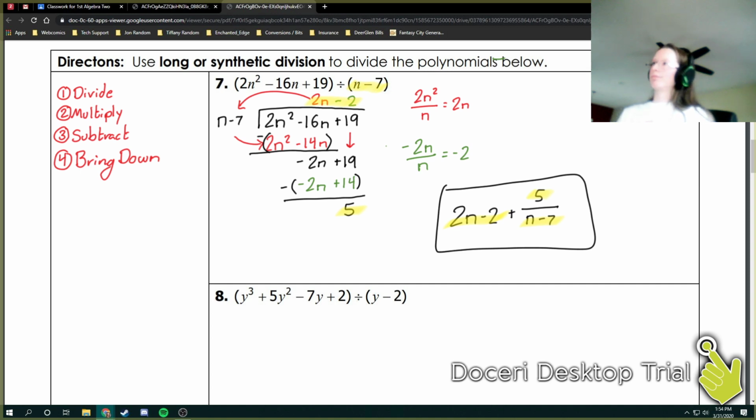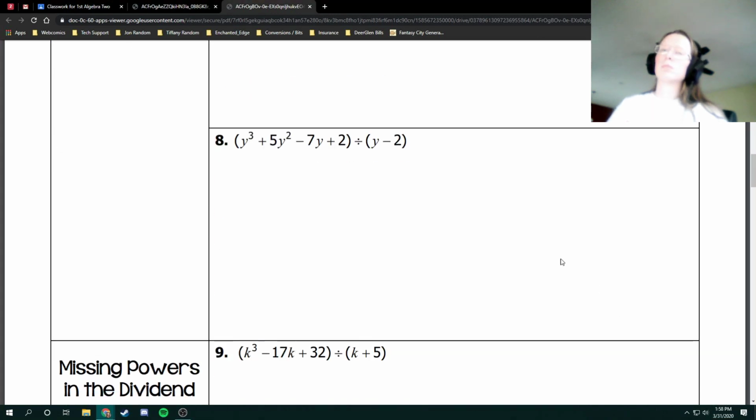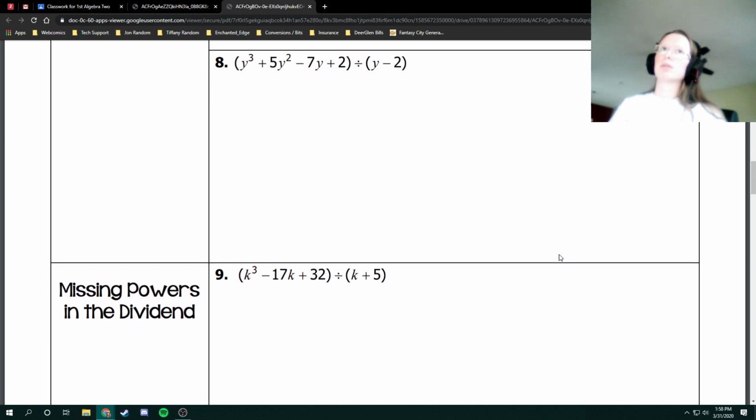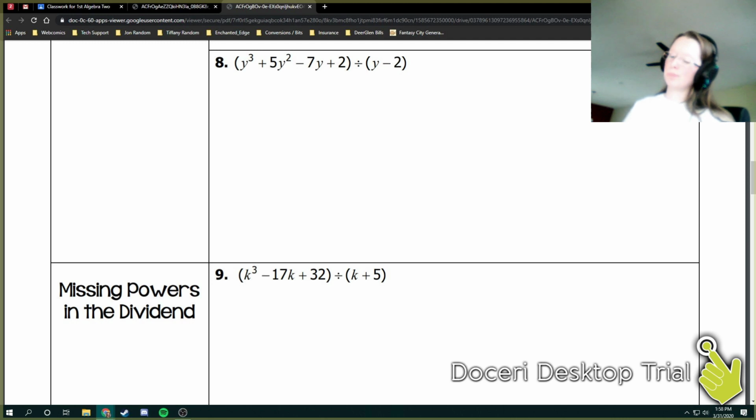Okay. 3 more problems. Divide, multiply, subtract, bring down. Divide, multiply, subtract, bring down. That's pretty much it. Alright, so in this one we have y cubed plus 5y squared minus 7y plus 2 divided by y minus 2. So the y minus 2 on the outside, and the numerator polynomial on the inside.